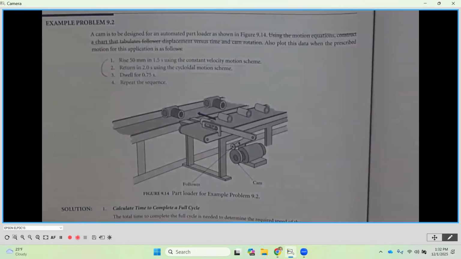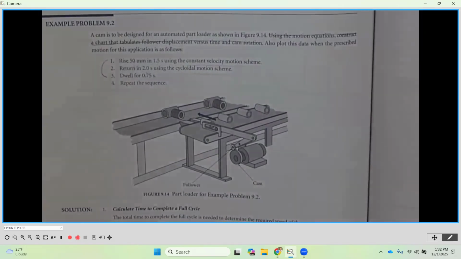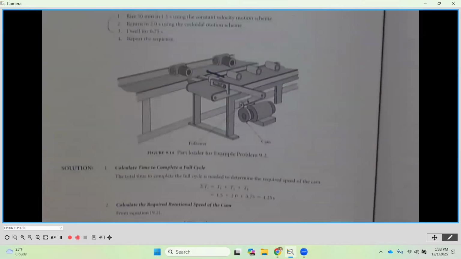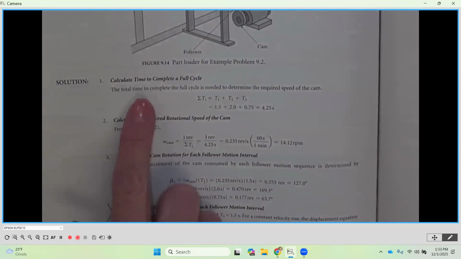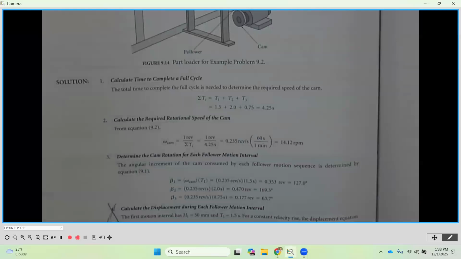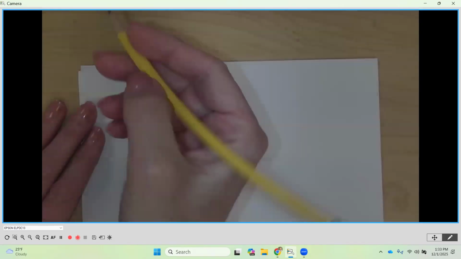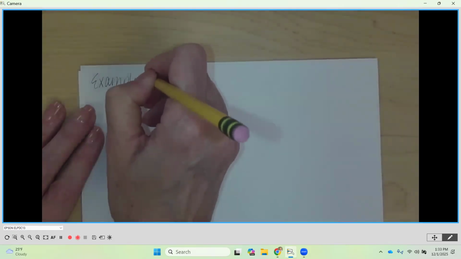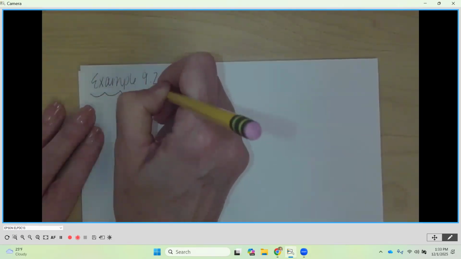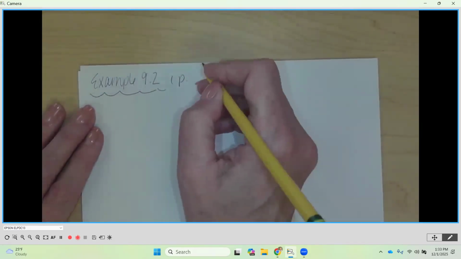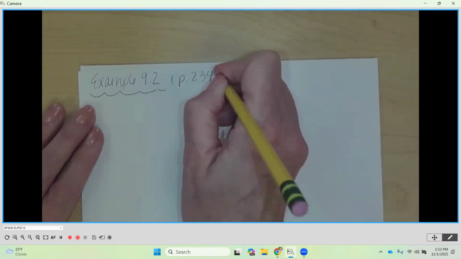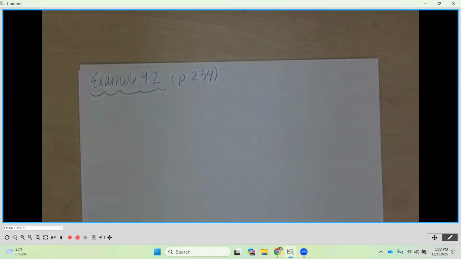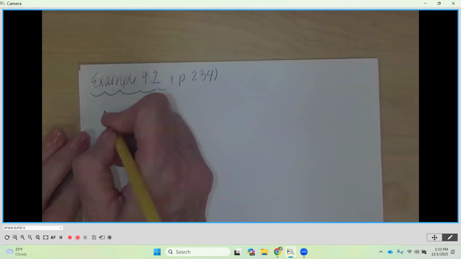So what we're going to do is first go through that same process where we calculate, as the problem states, what is the total time for a full cycle? Underneath here, let me zoom out just a little bit. This is example 9.2, and again, this starts on page 234. The given information is the sequence. I'm not going to rewrite the sequence, so we're going to jump right in.